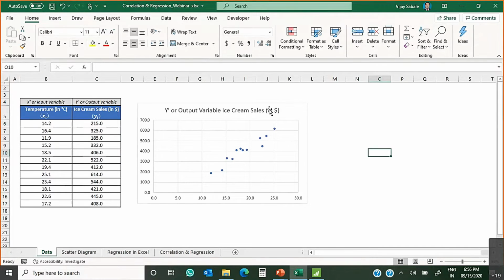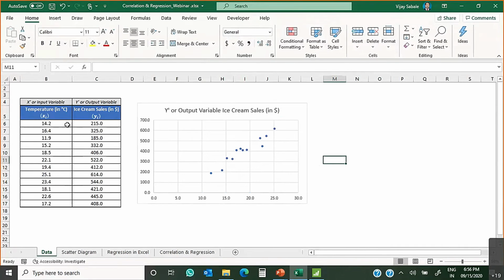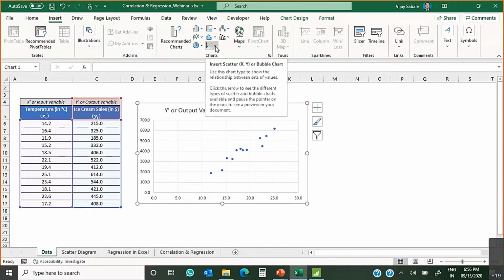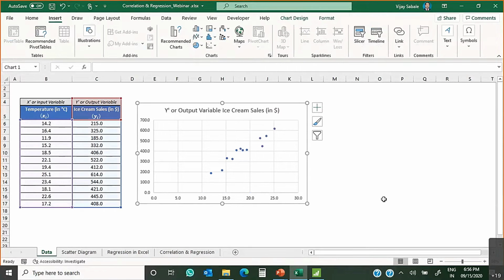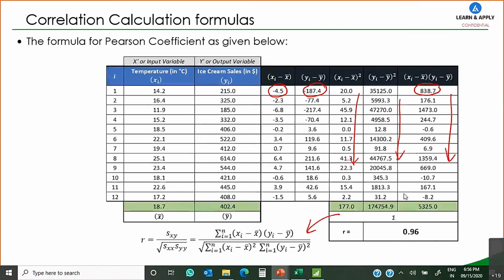We have seen how to draw the scatter plot in Excel, and at the same time how to find out the correlation between these two terms. To draw the scatter plot, we have to use the option Insert, and then the graphical tools. In graphical tools, you select the scatter, and directly you will get the scatter plot. Right? It's very simple. Now let's go to the next concept.